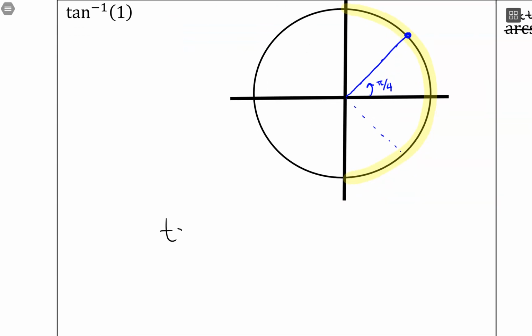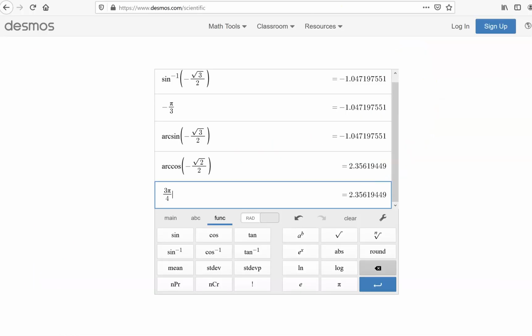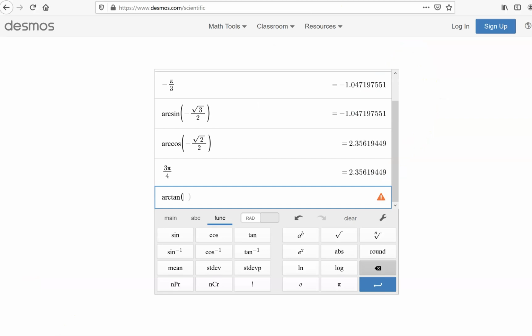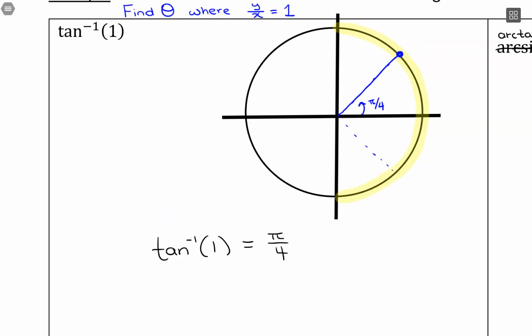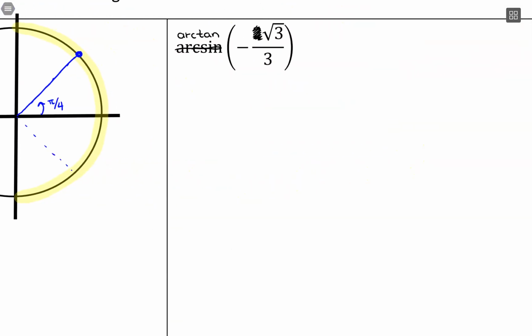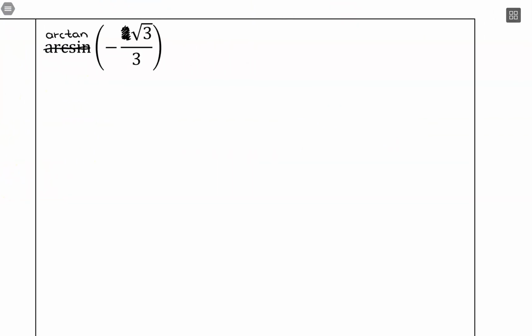So inverse tangent of positive 1 is equal to pi over 4. And we could check that answer in the calculator. Inverse tangent of 1 and pi over 4, same solution. So, all right, with this one where I needed to make some corrections and get that 2 out of there, that root 3 over 3 is going to relate to an increment of pi over 6.